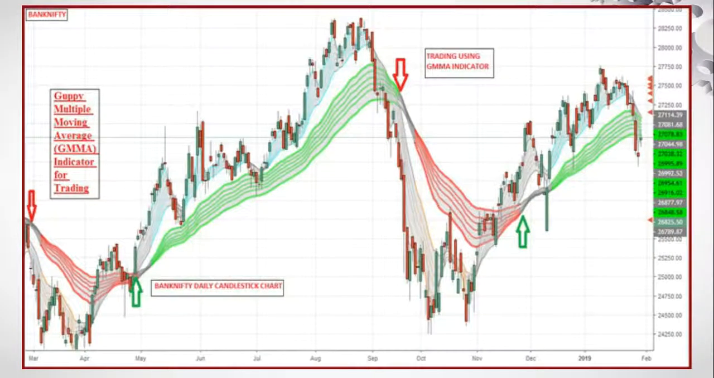And this is what it would look like. As we can see here, the green arrow shows when it would be buying and the red arrow when it would be selling. So we can get an idea of how the GMMA indicator would be applied on the stock chart.